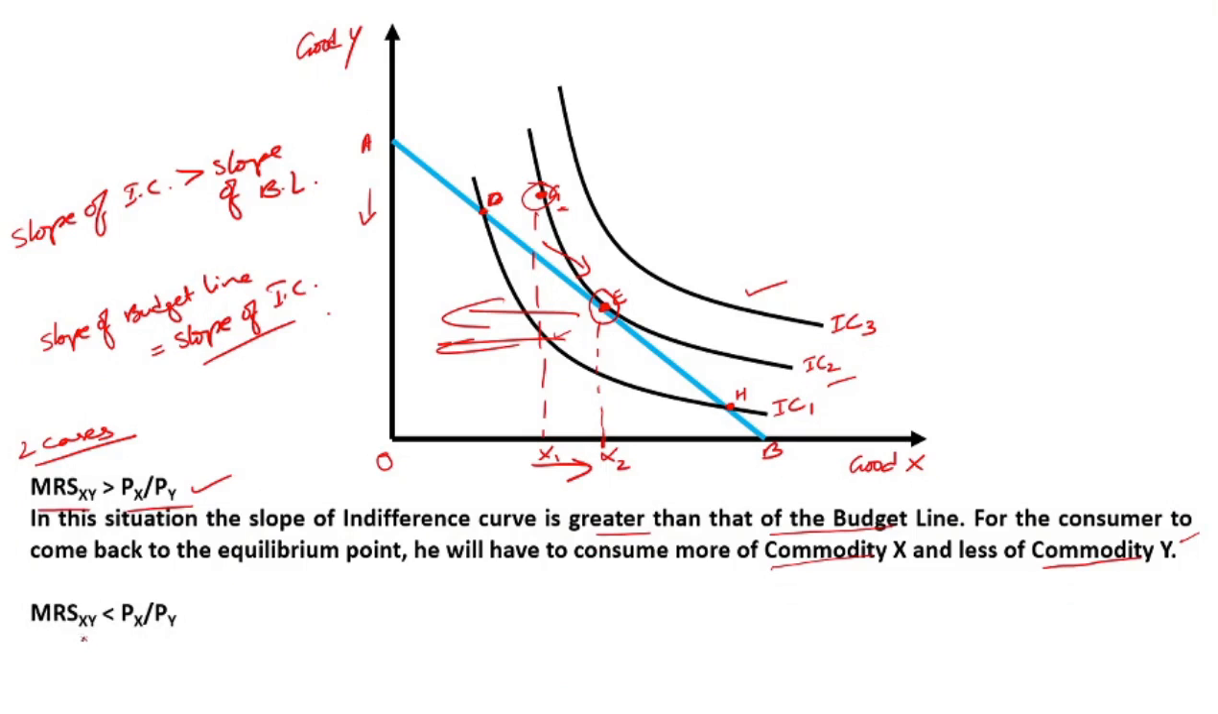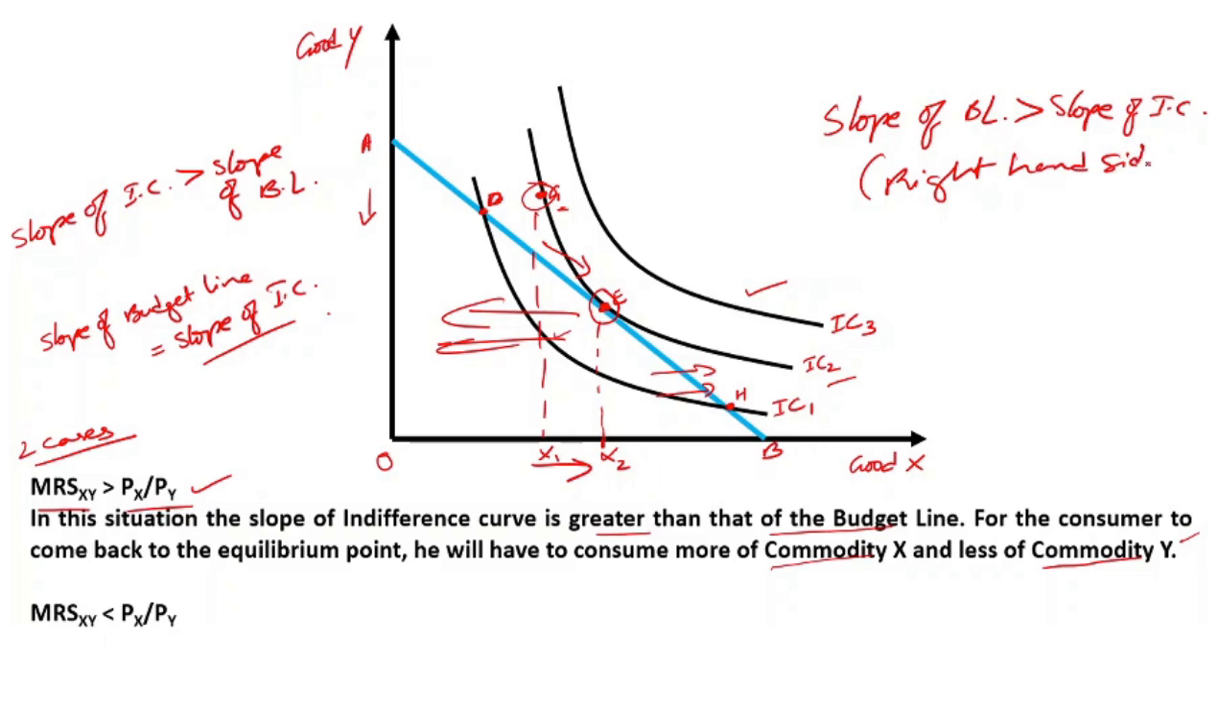On the other hand, when MRS is less than PX by PY, that is, when the slope of the budget line is greater than the slope of the indifference curve, what will happen? This case arises on the right hand side of E. Over here, the slope of the budget line is always greater than the slope of the indifference curve. Let us take one example over here. Let's say this point is point M. What happens at point M?